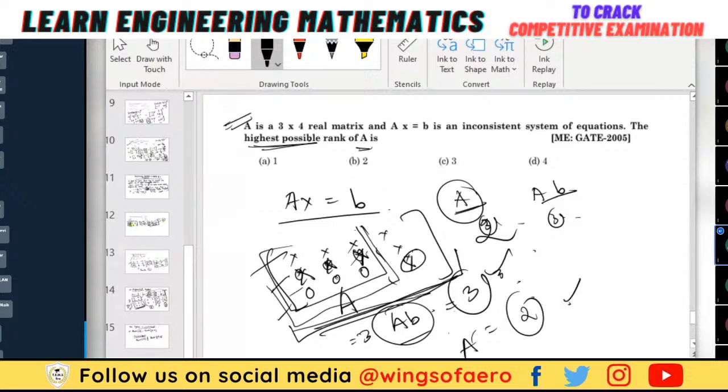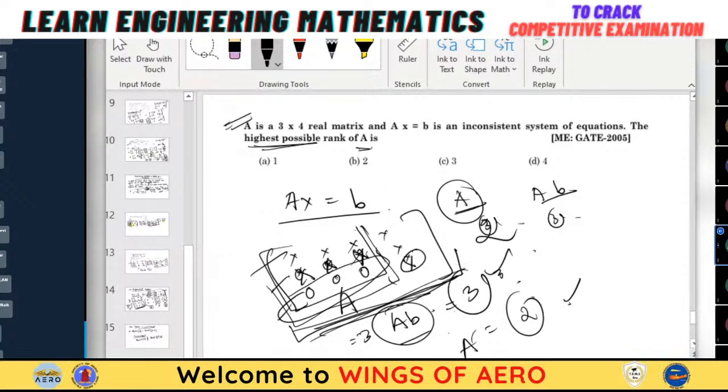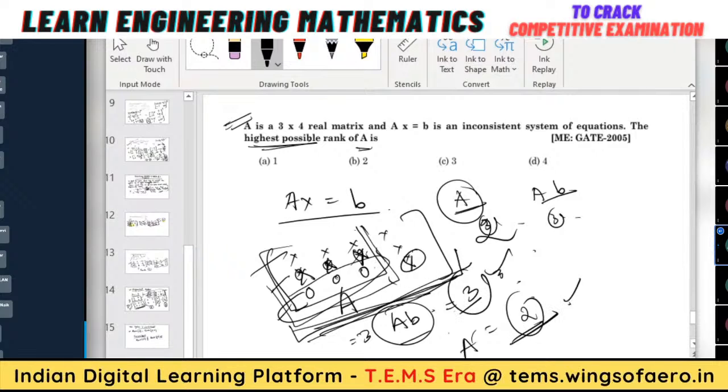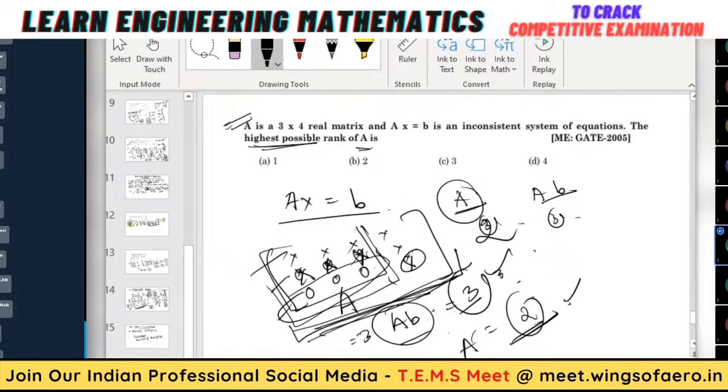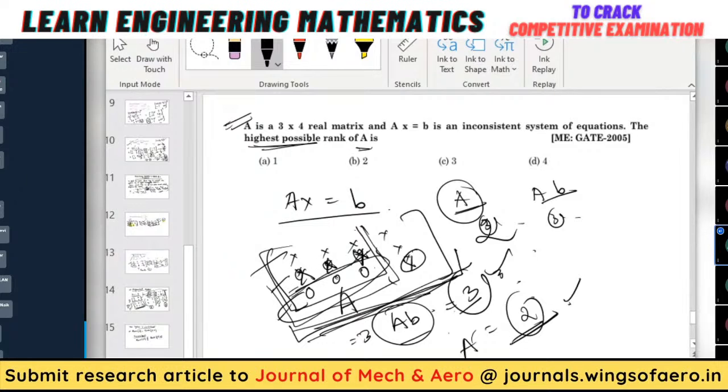It is only if the third row becomes 0, then we can say that the rank of AB is 3, the rank of A is 2. That is, the system rank doesn't match. This is the highest possible condition. Okay, this row may be 0. Yes, it is also inconsistent. But what is the highest? Obviously, the highest rank will be 2.